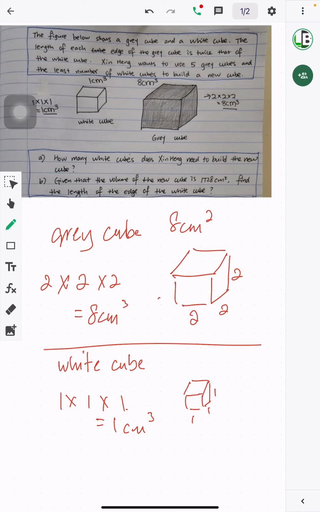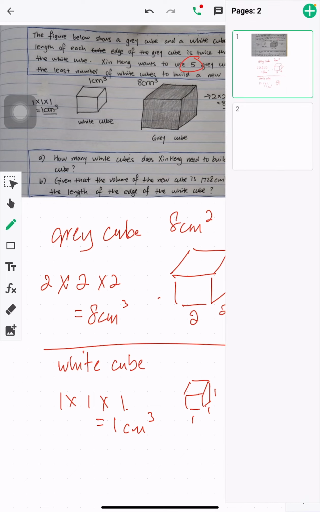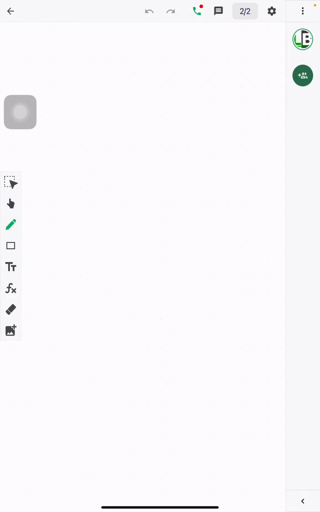So a cube is a volume, showing what's the substance that is inside there. So he needs 5 of these cubes. He needs these 5 gray cubes. So before you move on to understand the question further, you must first understand the law of cubes.